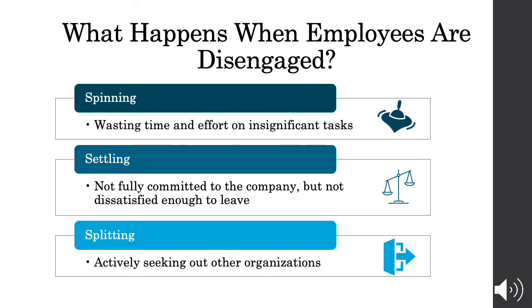On the other hand, poor leadership and communication can lead to disengaged employees who are left not utilizing their full potential or wasting time, called spinning. Those who are just floating along in the org, settling for the role, and those who ultimately want to leave the organization for greener pastures, create a sort of brain drain for the org.